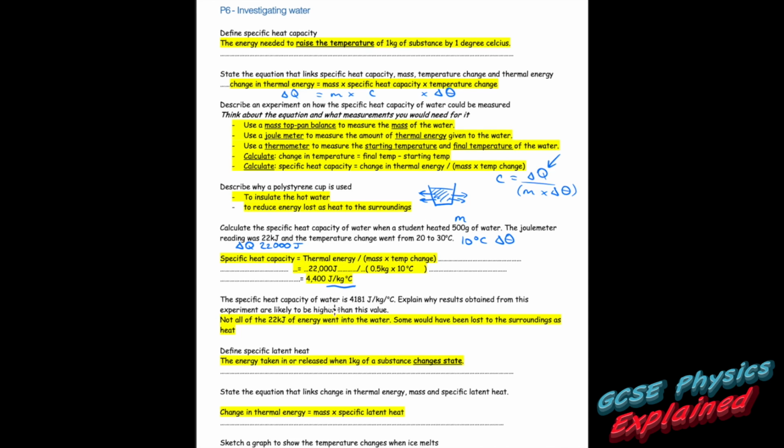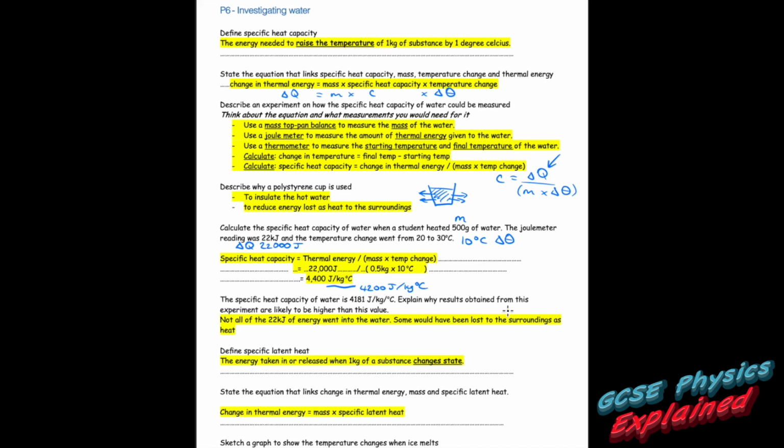The specific heat capacity of water is 4,181. So normally they're not as specific. Normally they just say it's 4,200 joules to get a kilogram of water to heat up by 1 degree. So always just remember that number because your answer is always going to be similar to that.